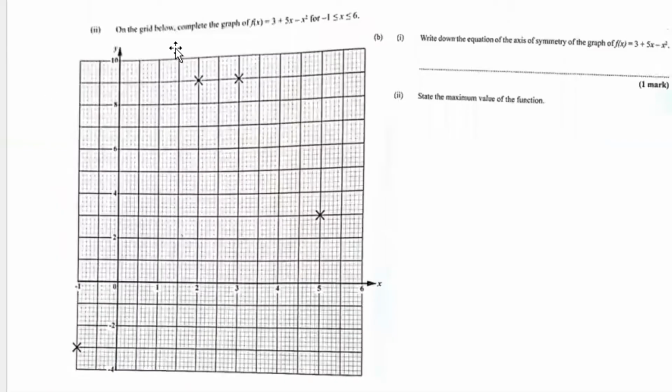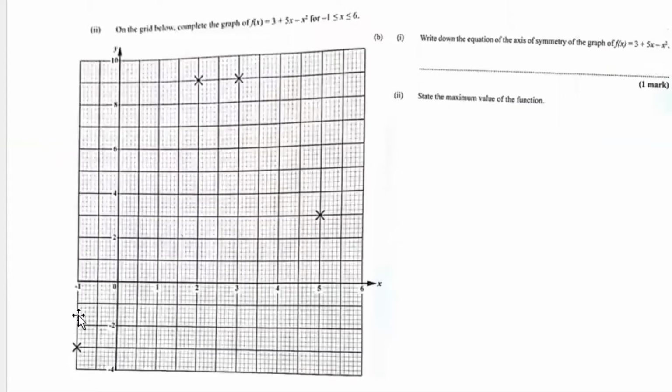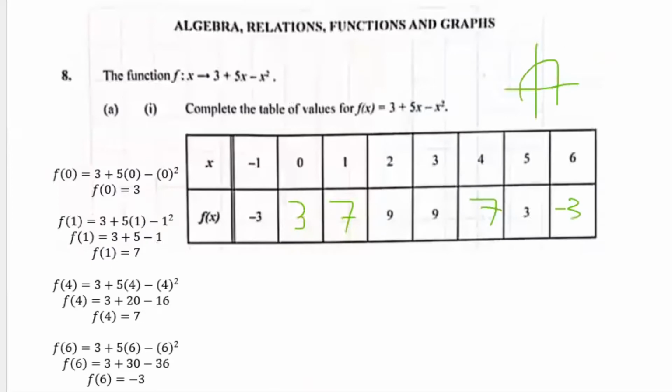It says on the grid below, complete the graph of f of x, where our x values range between -1 and 6, and they have plotted some of the points for us. Our first one was -1, -3, and I think that's what they plotted: -1 from our x, -3 from our y value. The key on our graph is that every 2 units is equal to 1, on both the x and y axis. So they plotted that one. The next one was 0, 3.